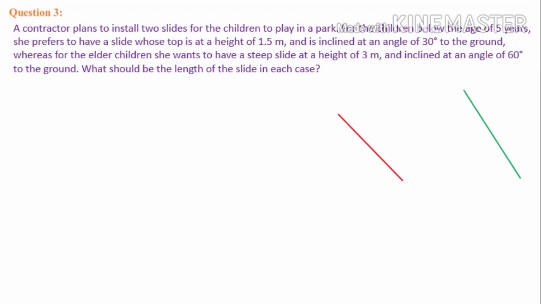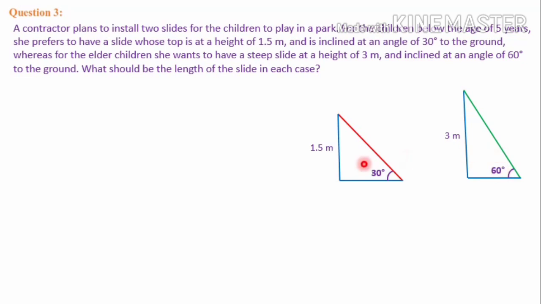So 2 slides she is preferring. The red one is for the younger children and the green one is for the elder ones. The first one is 1.5 meter height and the second one is for 3 meter height. And the first one's angle is 30 degree and the second one's angle is 60 degree.